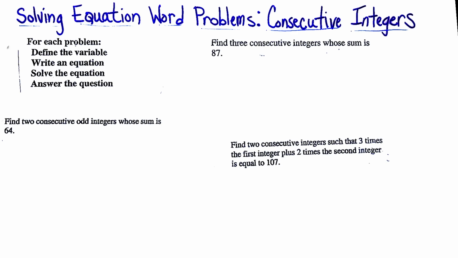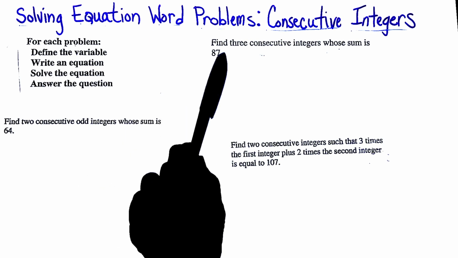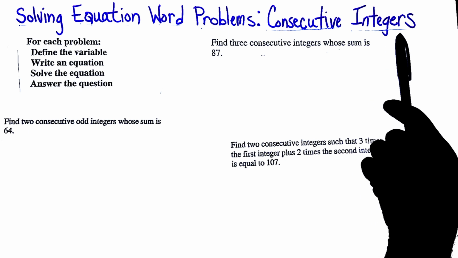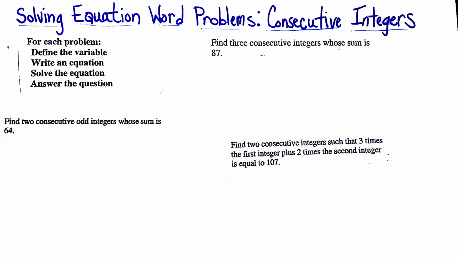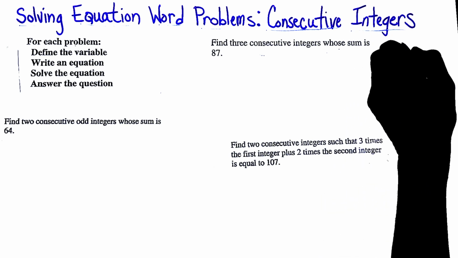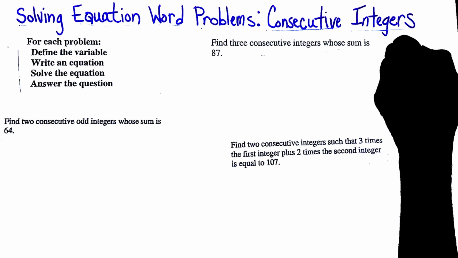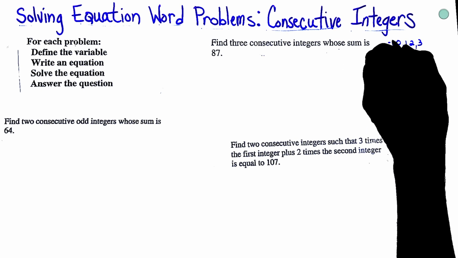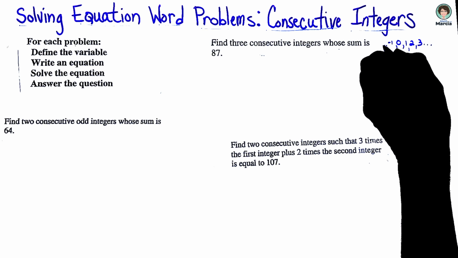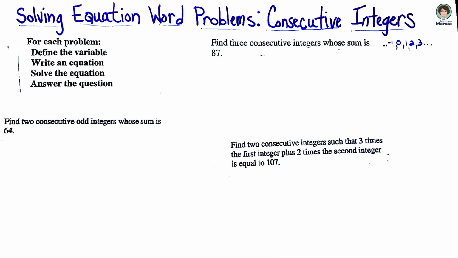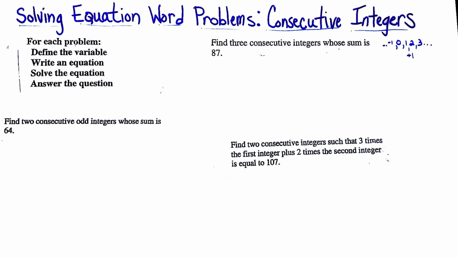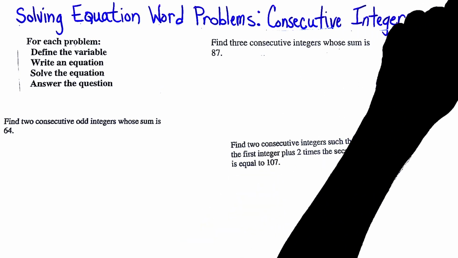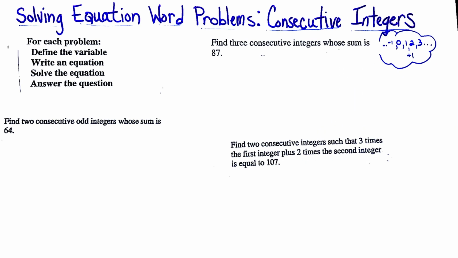For this lesson, we are going to be solving equation word problems, and all of them will be talking about consecutive integers. So remember, when we have integers, we're talking about 0, 1, 2, 3. I mean, it could even be in the negative area. When we talk consecutive, we're talking about the fact that from 1 to 2, it is increasing by 1. Just some little thoughts to keep in your mind as we're trying to solve these problems.